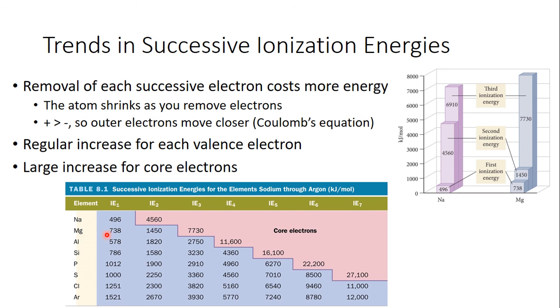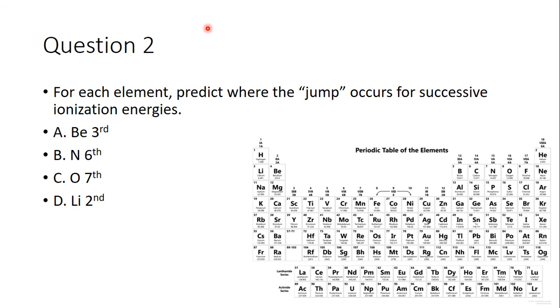Magnesium has two valence electrons, so taking away the two electrons is relatively easy, but the third takes a lot of energy. We call this a jump in ionization energy, and that's when you try to remove a core electron. So these problems just deal with, when do we see the jump? So beryllium has two valence electrons, so the jump is when you try to remove a core electron. That's the third ionization step.